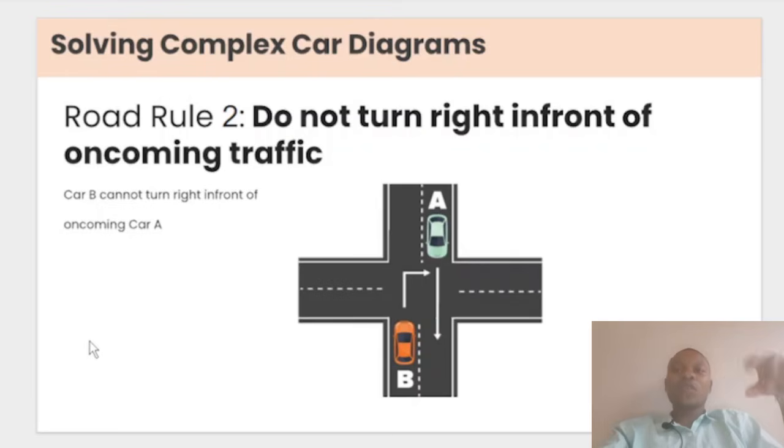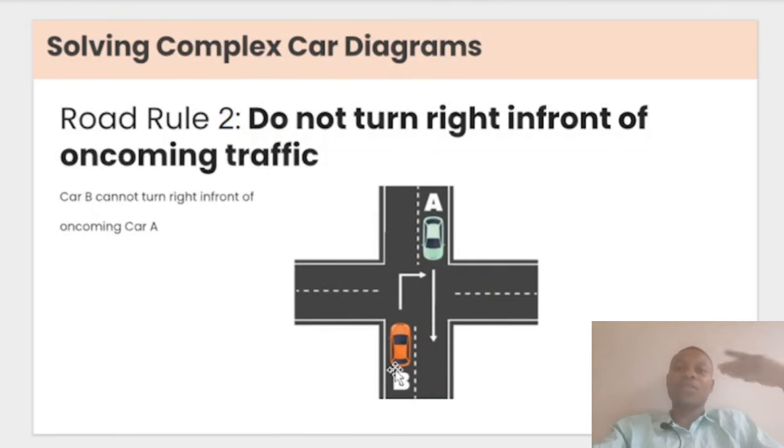Just know this road rule and write it down, which says do not turn right in front of oncoming traffic. You can see that car A and car B are oncoming because they're facing each other. One of the synonyms of oncoming is facing each other. So car B cannot turn right in front of oncoming car A. You can see that car B wants to turn right here, so it cannot turn right in front of oncoming car A. I hope you got that.